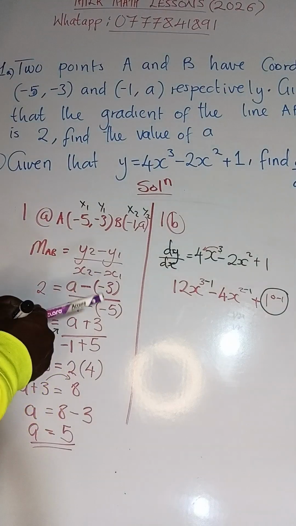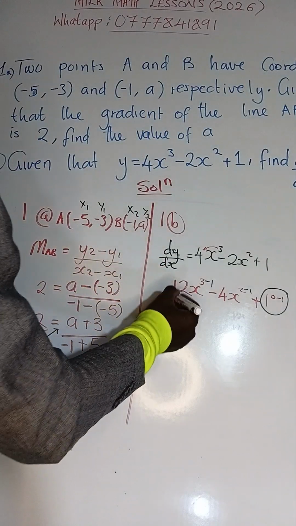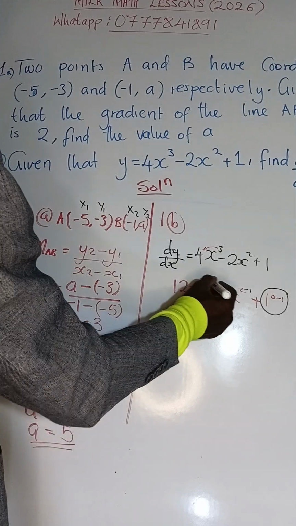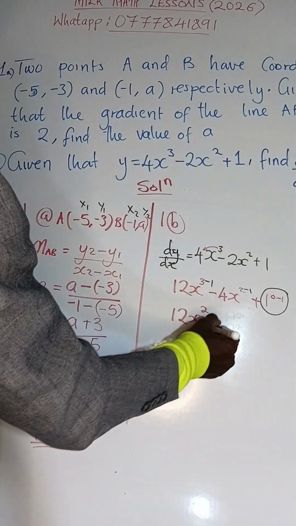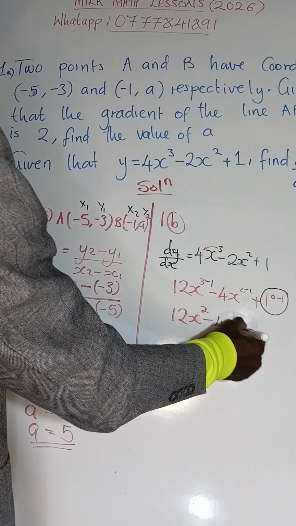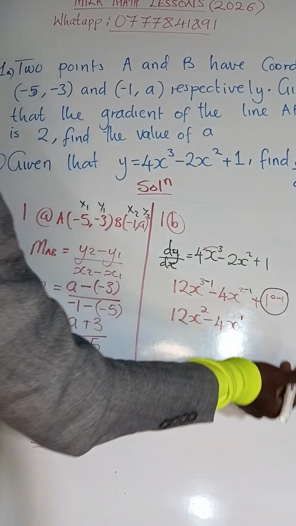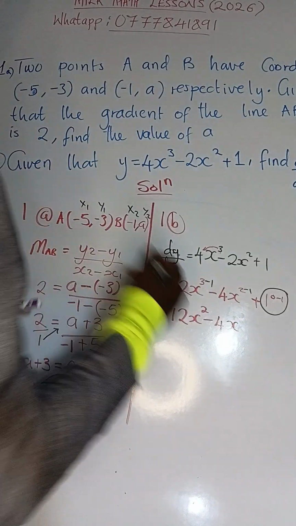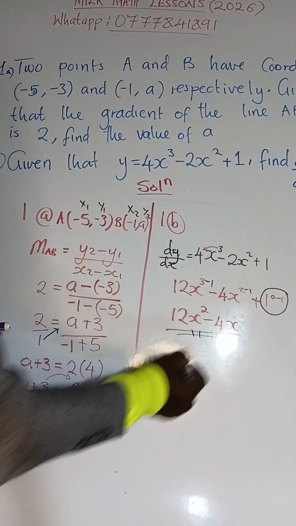So by doing so, here we are going to have 12x. This minus this is power 2, minus 4x. This minus this is 1, and we don't write the 1 like that. Here it simply means that you are done finding the two questions.